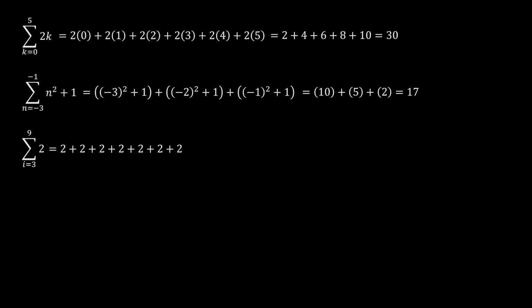Now, if you tried to do this quickly in your head, and this is the inclusive part I was talking about, you might say, all right, I go from i equals 3 to 9, and I'm adding 2 each time, well, 9 minus 3 is 6, 6 times 2 is 12, the answer is 12.